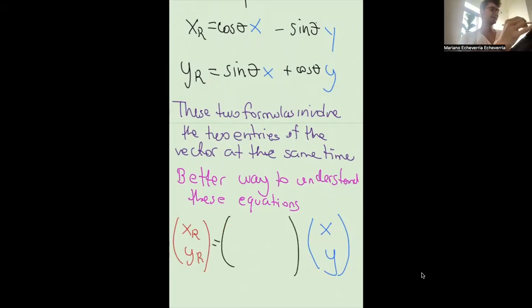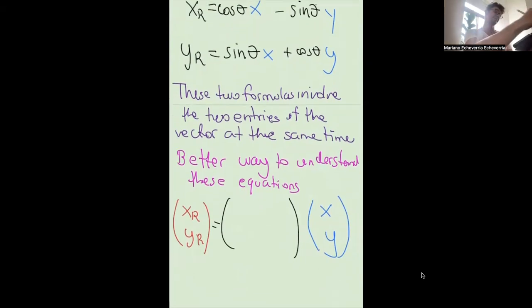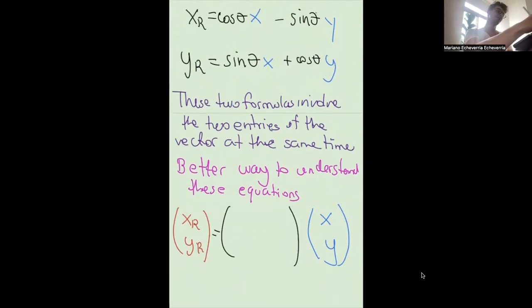If you see here, there are four numbers: cosine, minus sine, sine, and cosine, right? What we're going to do is store these four numbers in an array. Four is 2 by 2, so we're going to store it in a 2 by 2 array, and that's what we're going to call a matrix. So these four numbers, we're just going to record them as an array.